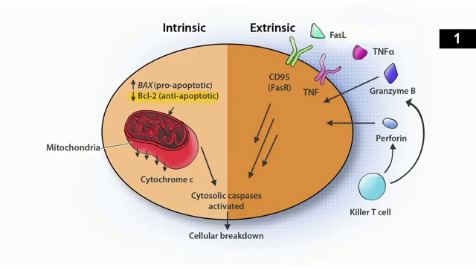Now, if there is DNA damage or another apoptotic signal is received, then another family of proteins called BAX will go into the mitochondrial membrane and create channels that allow the contents of the mitochondria to flow out. So let's review. BCL2 is anti-apoptotic. BAX is pro-apoptotic.